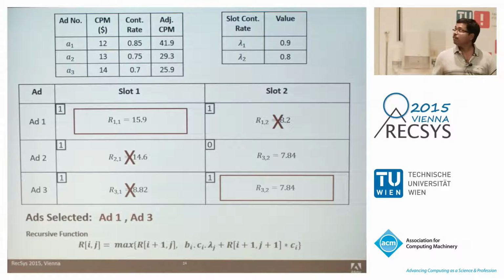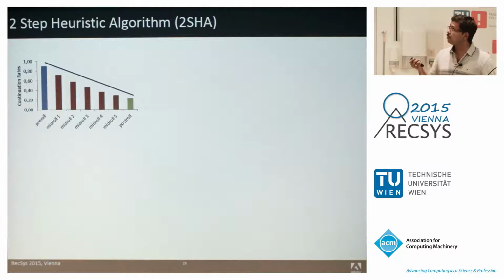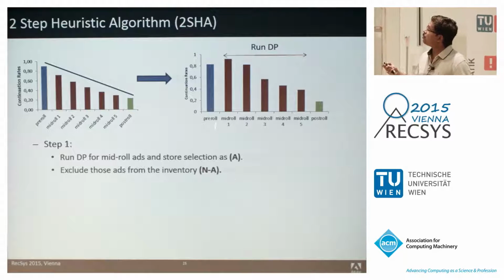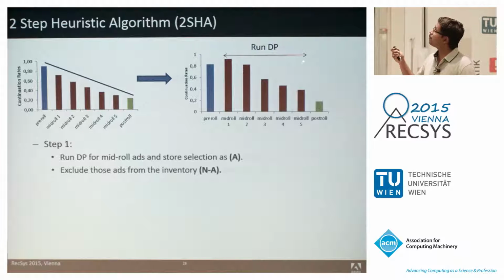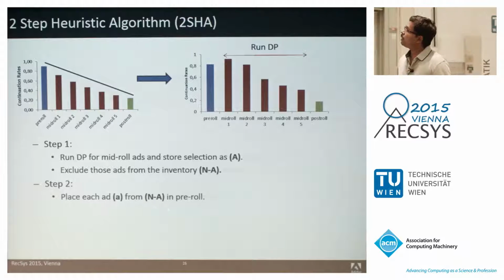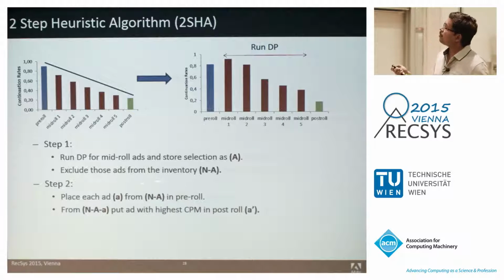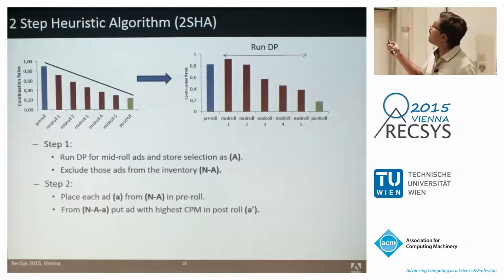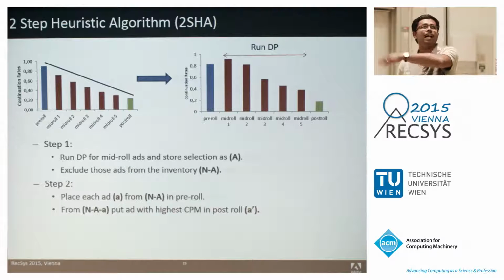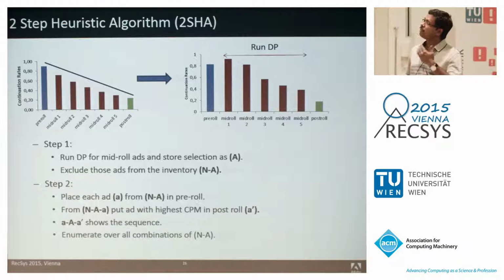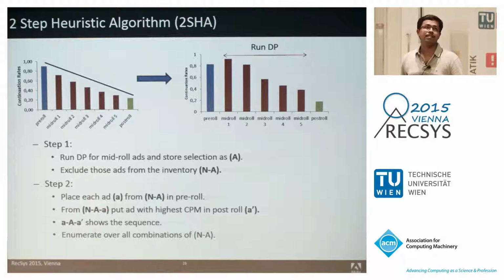Okay, so now let's go back to what we had. We started out with this, but actually the scenario is this. In the first step, we do a 2-step heuristic algorithm. We run the dynamic program where it is linearly decreasing, that is, in the mid-roll. Once you have done that, we eliminate all the ads we have selected here and select one ad from the rest for the pre-roll. Then from the rest of the inventory, we select the one with the highest price for the post-roll, because there is no other ad after that. And then we repeat that. This gives us the sequence, and we repeat it over all different combinations of n minus a.